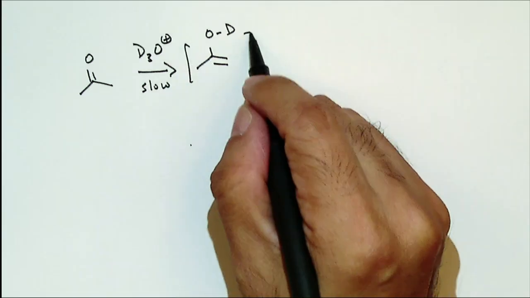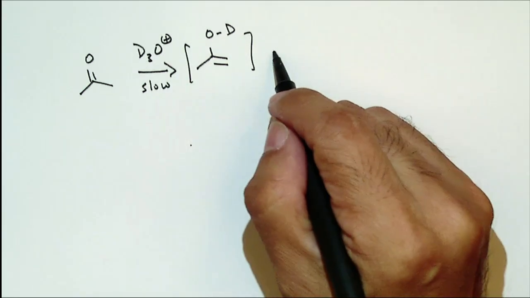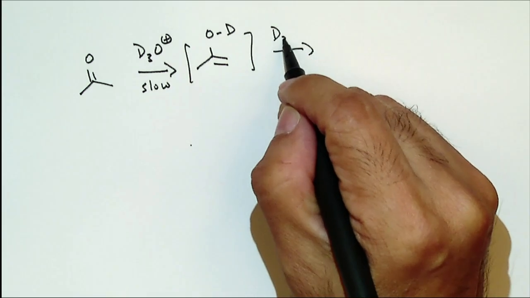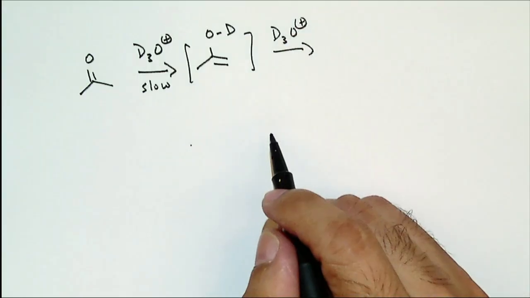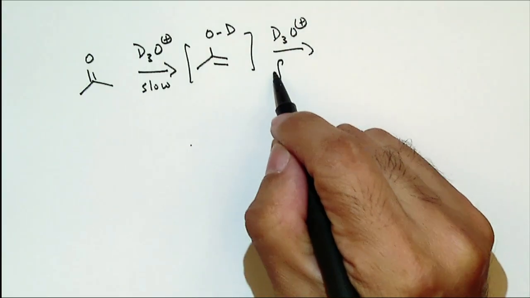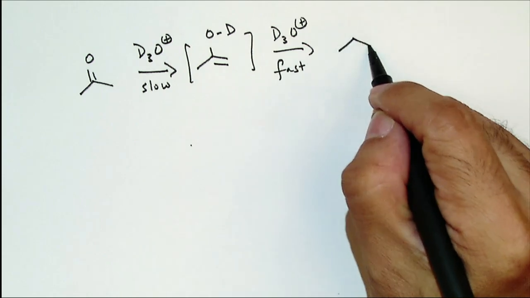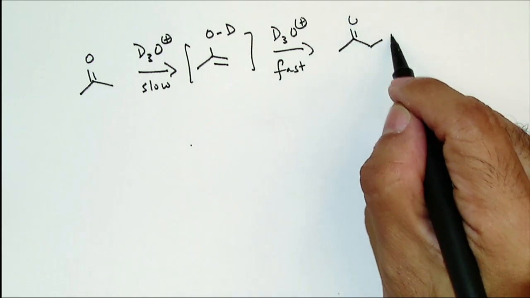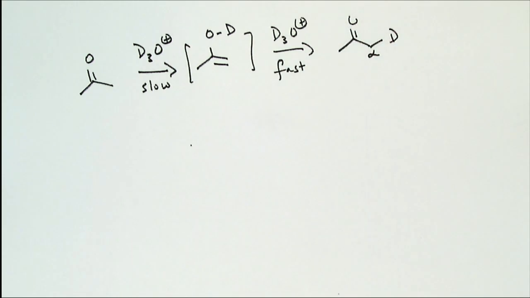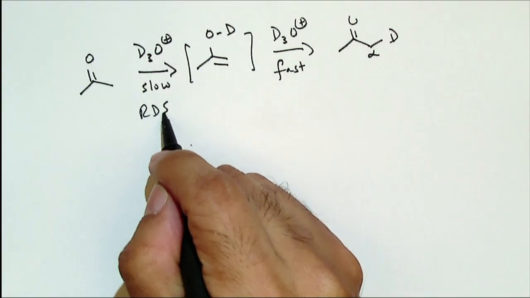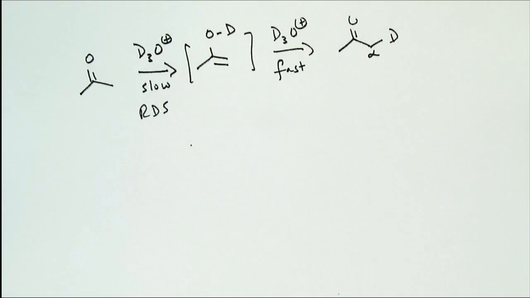This is your intermediate. And then when you add your proton source, which is another D3O+, this is the fast part of the reaction. Then what you will end up getting is the following. So this is where the deuterium ends up on the alpha position. So this being the slow step, this is the rate determining step for this reaction.